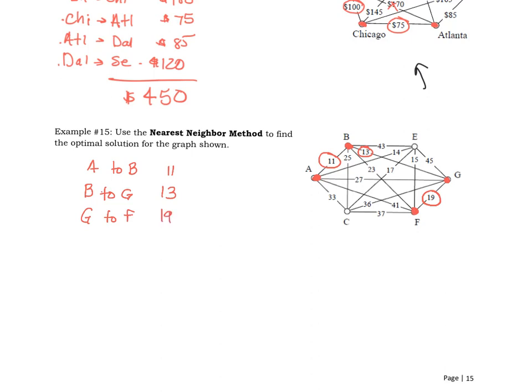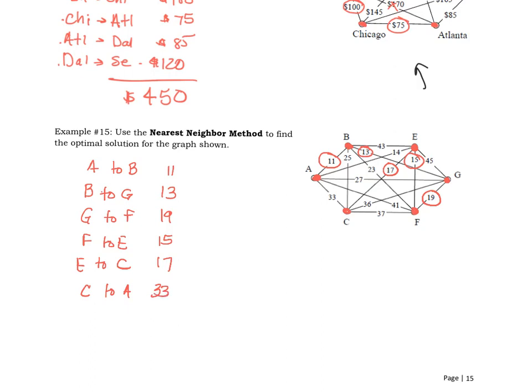Okay, and then F to E is 15. I've got 23. 41 can't go in there anyway, so it looks like F to E is our cheapest way. And now I'm at E. And then it looks like I need to go from E to C because I've been everywhere else. Sorry about that. So E to C was 17, and then I've got to go back to A. So C to A was 33.